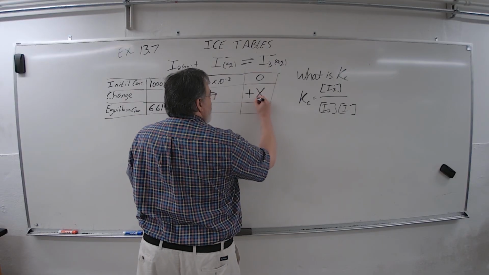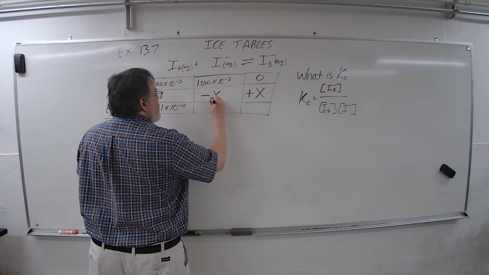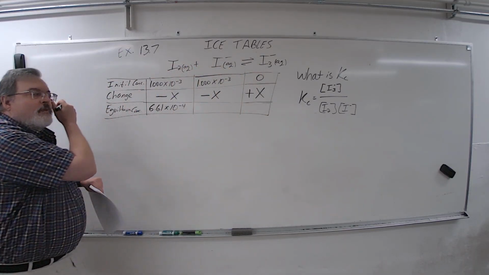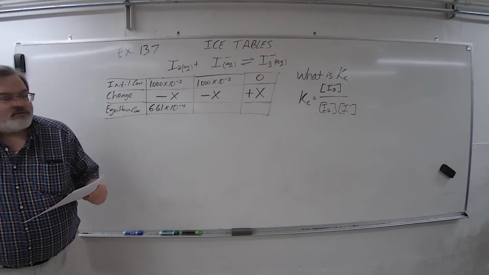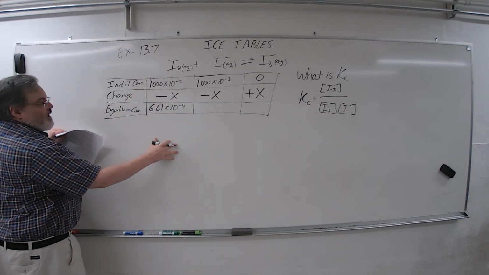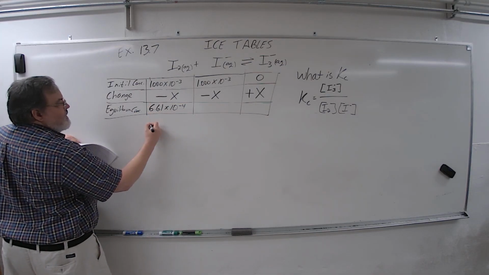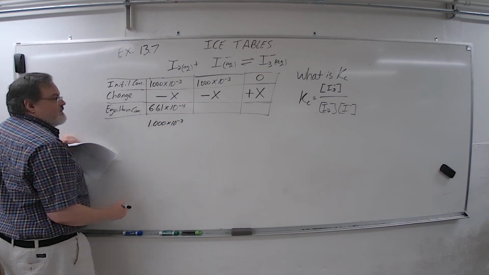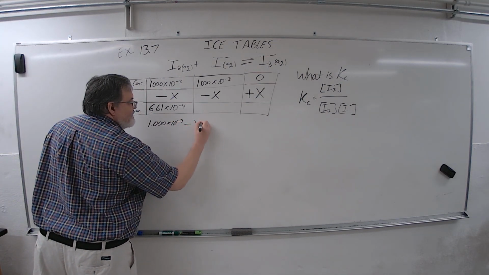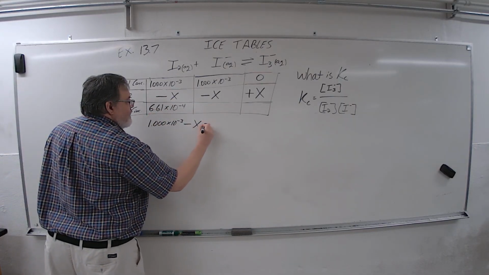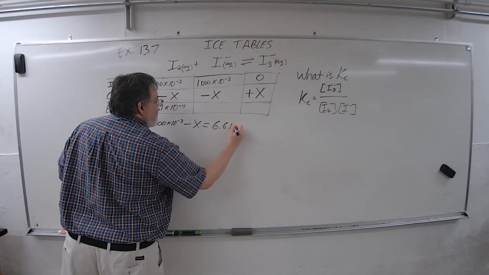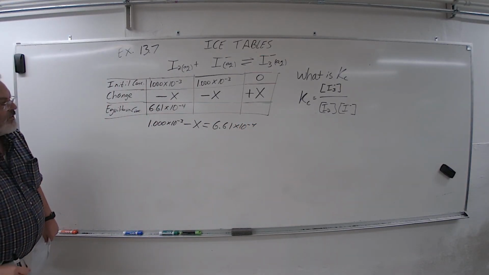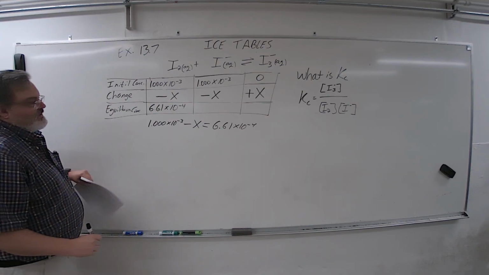And I'm just going to say plus x. I'm going to say this is minus x, and this is minus x, because these are all one-to-one relationships. So there's my changes, my x's. When you have a full column like this, you can go, all right, I start at, that was my starting concentration. I went minus x to get to 6.61 times 10 to the negative 4.